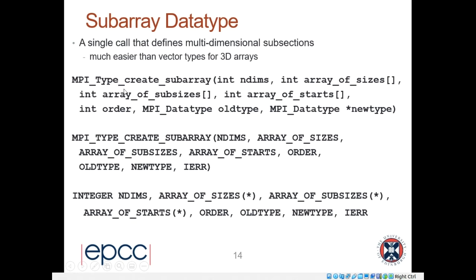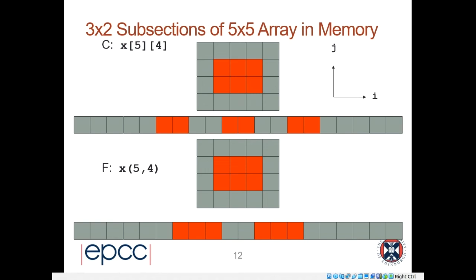Array of subsizes is how big your local section is, where it starts, and you have to say, well, come back to order, are you C or Fortran, and you get back a new data type. So this new data type actually corresponds to a 3x2 subsection of a 5x5 array as a single data type. If you send one of them, the entire here for 6 entries.